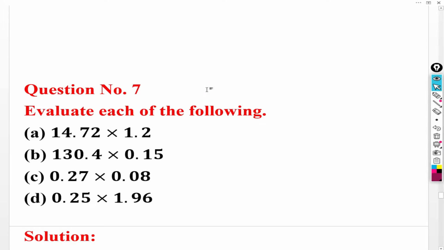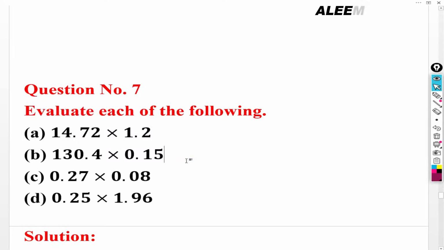Okay, now we have question number 7 of exercise 2D. The question is: evaluate each of the following. We have to find the values, and the first question is 14.72 multiply 1.2. This is decimal multiplication, so we have to do the decimal multiplication in this question.